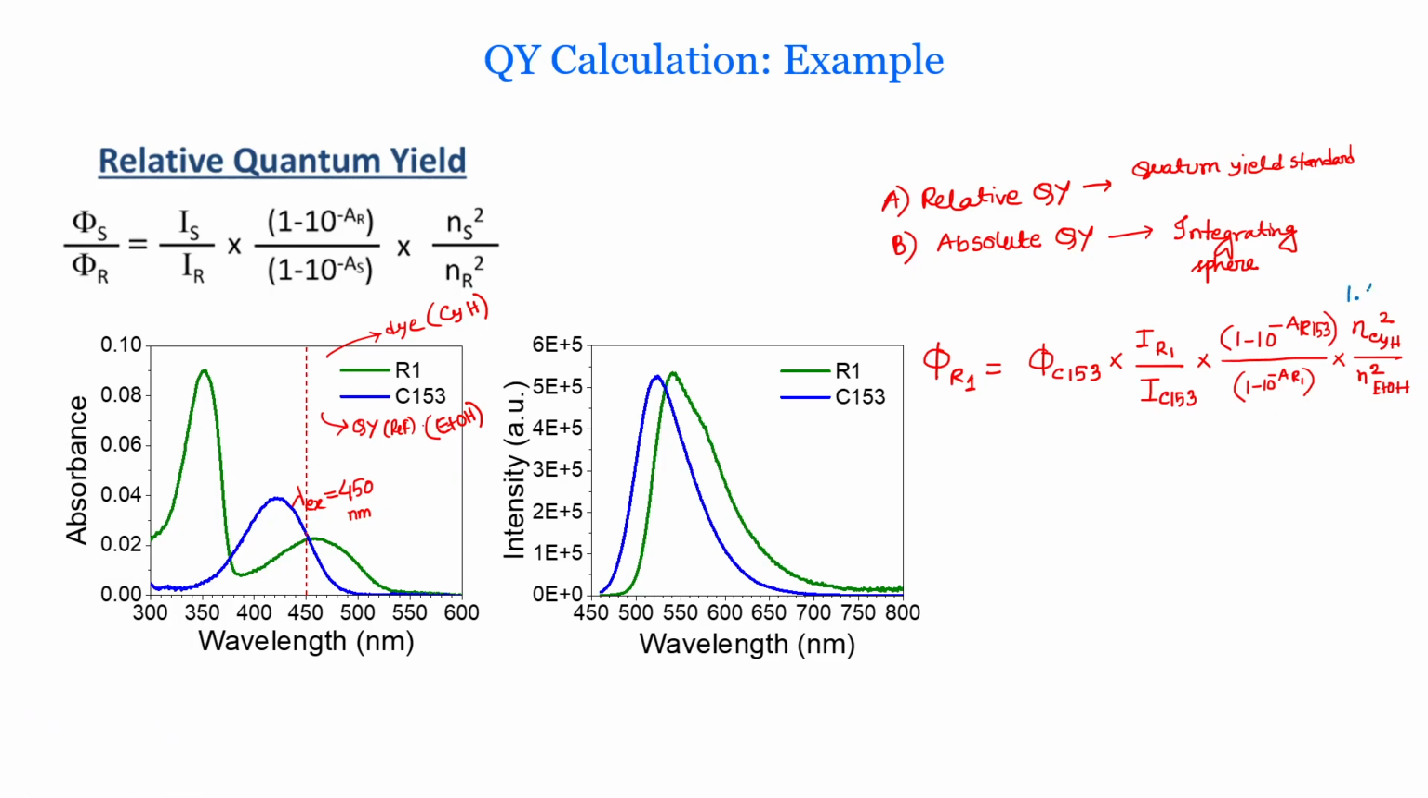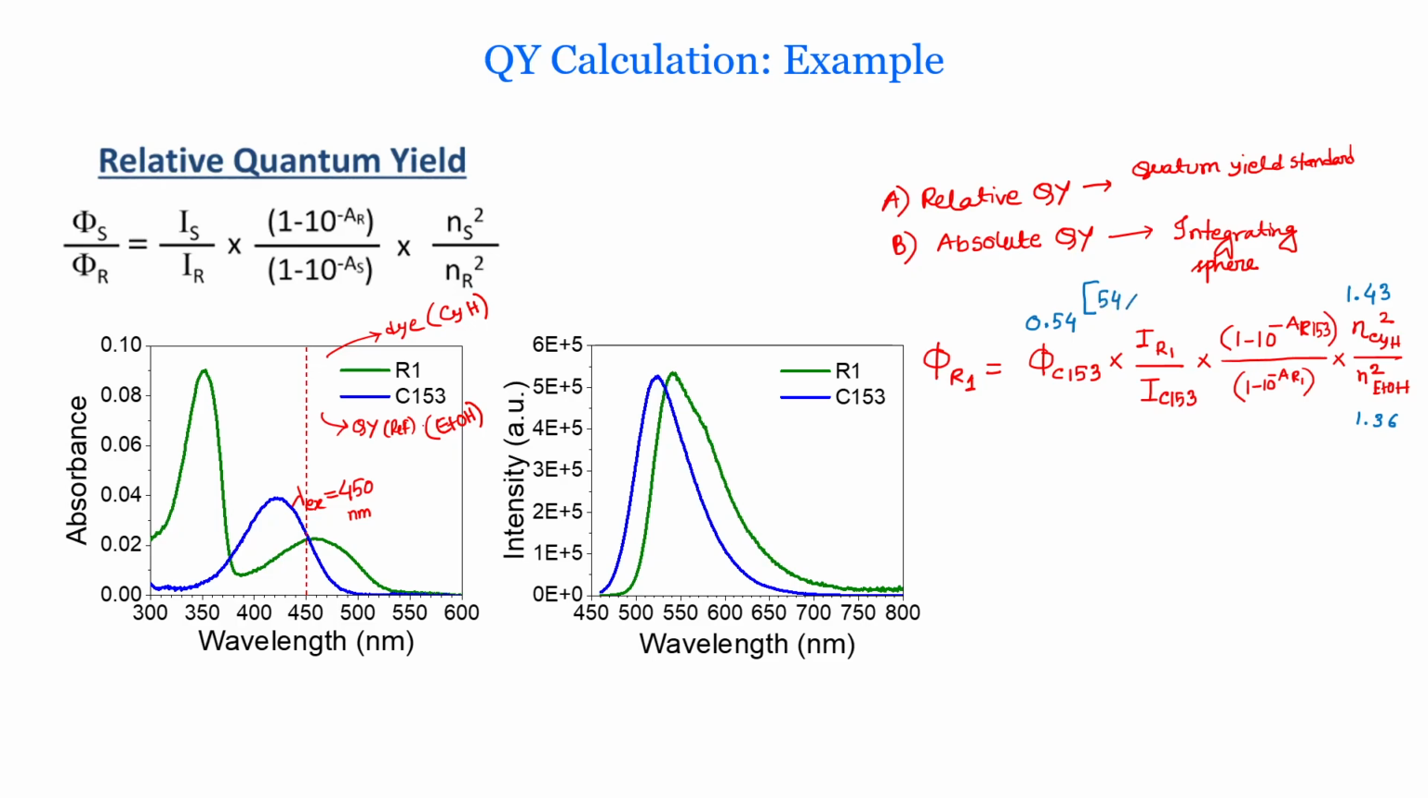So this term is 1.43, and the refractive index for ethanol is something around 1.36, I guess. This is 1.36, and this is 0.54. Okay, so the quantum yield of A is 0.54, which actually means 54%.